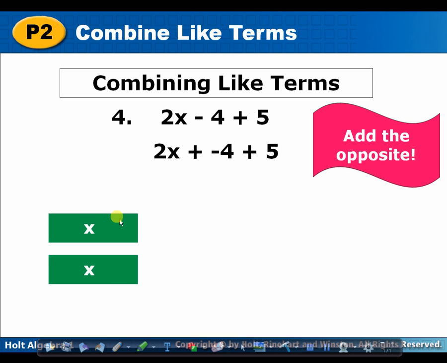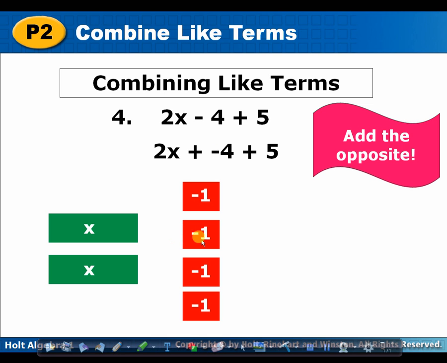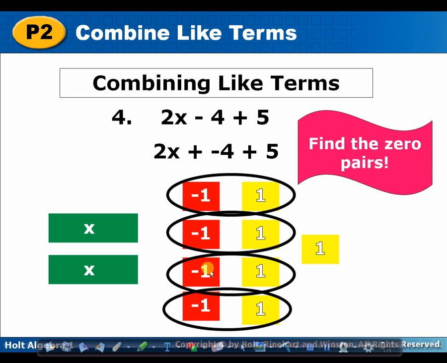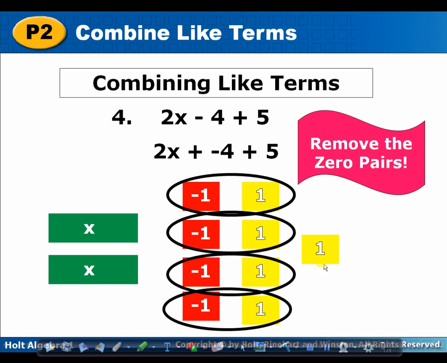So we have our 2 x pieces in our algebra tiles for our 2x plus negative 4, so you have 4 negative units, plus 5, so you have 5 positive units. Now, like I said, zero pairs can make things a whole lot more simple, so you can cancel out by finding your zero pairs, your negative 1, 1, negative 1, 1, negative 1, 1, negative 1, and 1. All of those equal 0, and you're left with 2 x's and a 1.